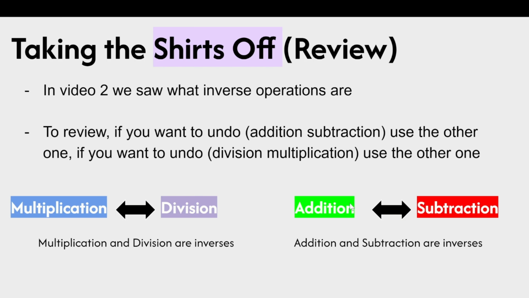And the same thing here. If you want to undo addition, subtraction; subtraction, addition. So you can't undo multiplication with addition. And you can't undo division with subtraction. The only way you can undo addition is with subtraction. So these are kind of like together, and these are together. So anytime you want to undo one of these, you have to do the other one.